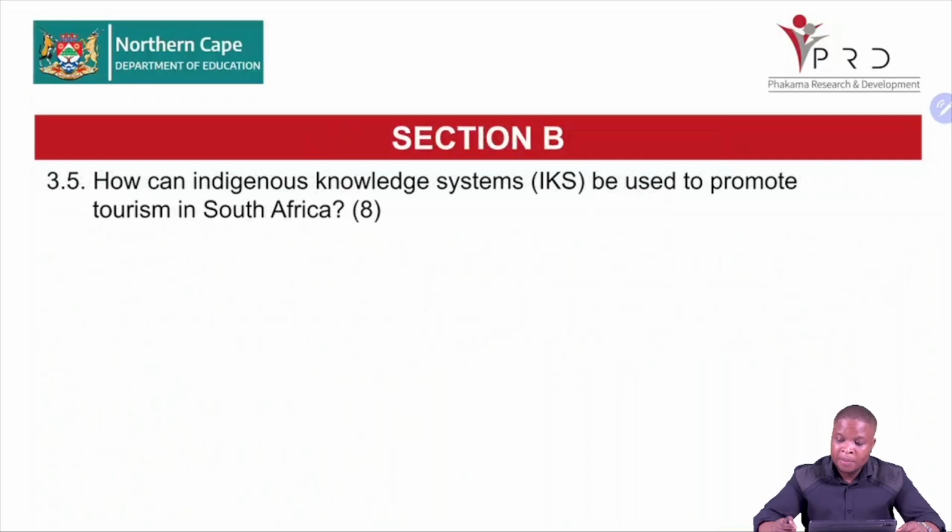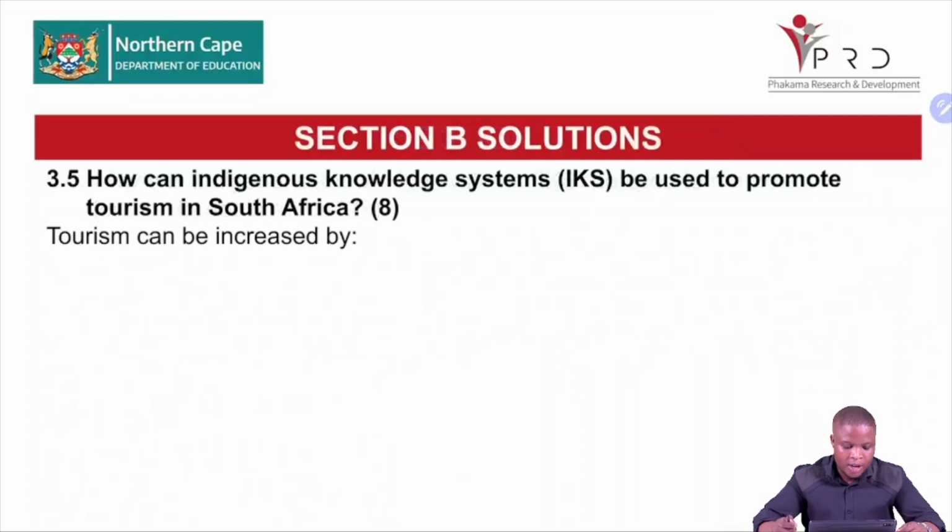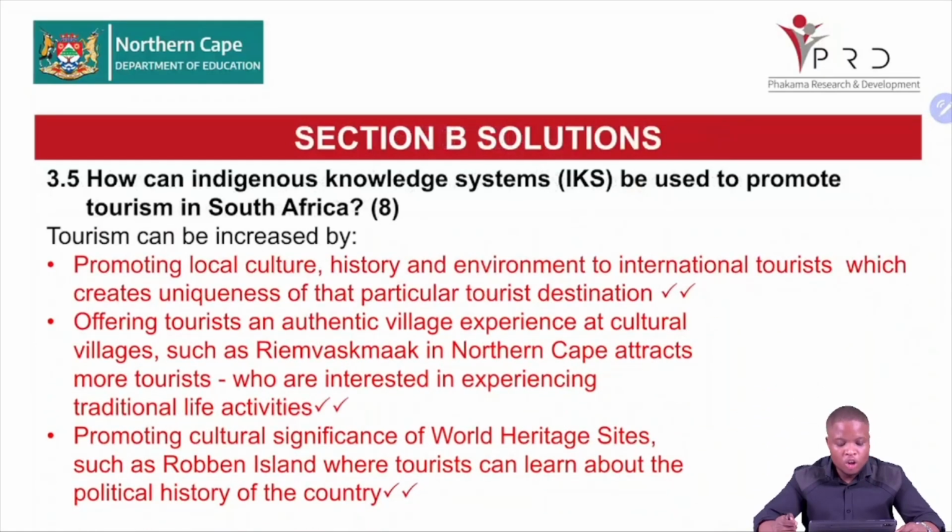Right, grade 12, our time is up. Let's see what you have. So how can indigenous knowledge be used to promote tourism in South Africa? Tourism can be increased by promoting local culture, history, and environment to international tourists, which creates uniqueness of their particular tourist destination. So we can promote our local culture and history so that the international tourists are aware of this and they want to come see for themselves.